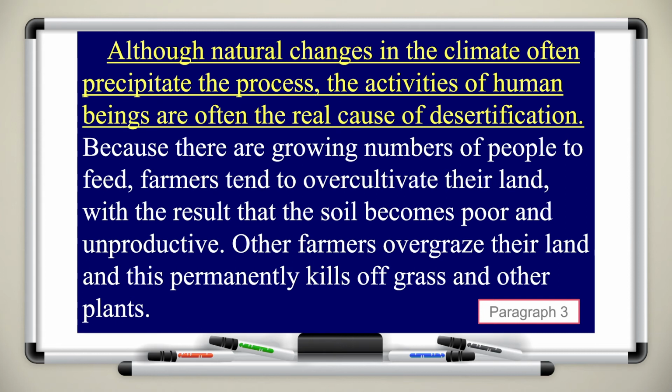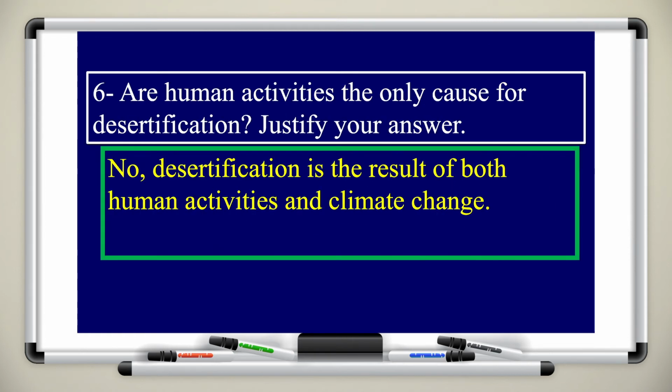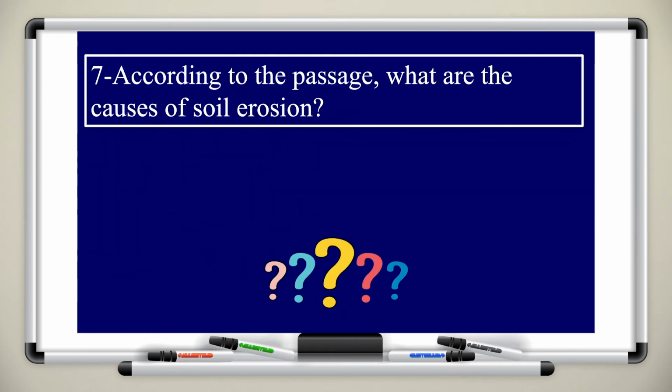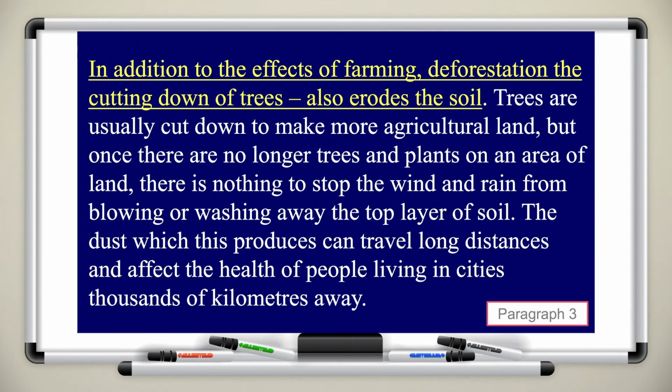It says here, natural changes in the climate often precipitate the process. So, desertification is the result of both human activities and climate change. According to the passage, what are the causes of soil erosion? Let's go back to the passage.